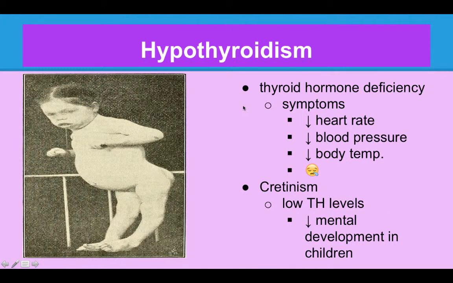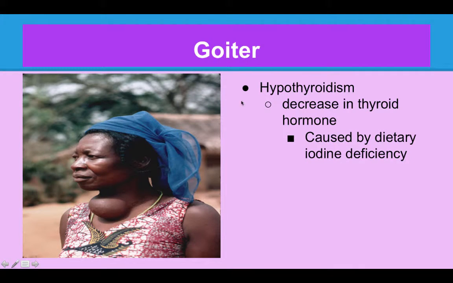The opposite is hypothyroidism, caused by a thyroid hormone deficiency. An example is cretinism. Low thyroid hormone levels cause a decrease in mental development in children. Finally, goiter is hypothyroidism caused by dietary iodine deficiency. This will cause an overstimulation of the thyroid gland, which will cause the bulging to occur.